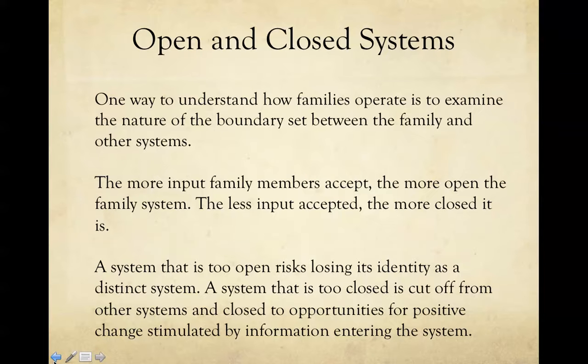So families are not fixed in their level of openness or closeness, is the point that I'm trying to make. Depending on what might be going on for the system as a whole, or what might be going on for any of the particular members of the system, the family may shift to being more open or more closed. And again, the optimal point, right, is somewhere between the two extremes. A family that's flexible enough to be open and let in information, right, but also not so open that it loses its identity.